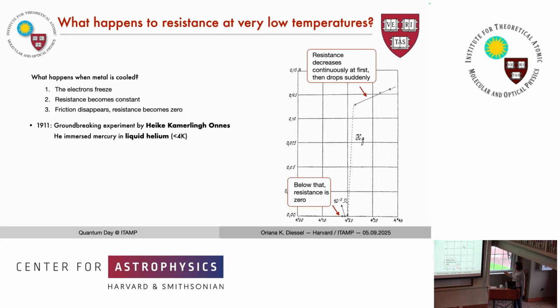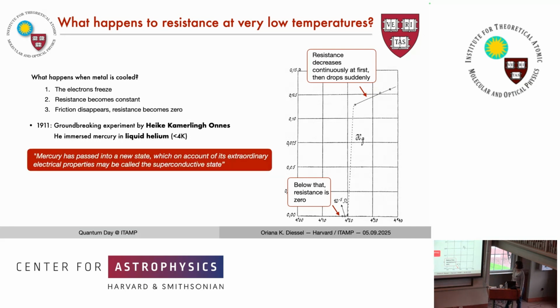What you can see here is a resistance curve. This is resistance, measured in ohm, as a function of temperature. And what happens first is that the resistance decreases continuously, and then suddenly it drops to a very, very small value, basically too small to measure. You see this drop is really, really sharp. And that was something which was really not expected by anybody.